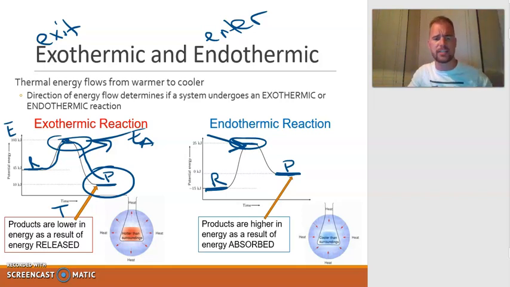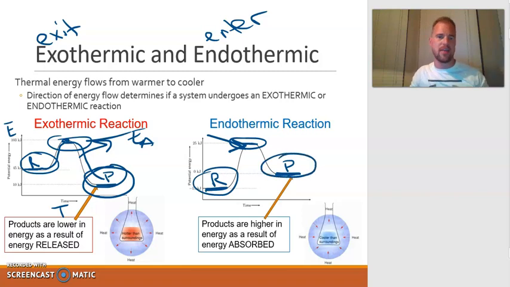But then once it reaches the activation energy and the energy just kind of goes, you just basically look: are the reactants higher than the products, or are the reactants lower than the products? And that's going to give away what kind of reaction is taking place.